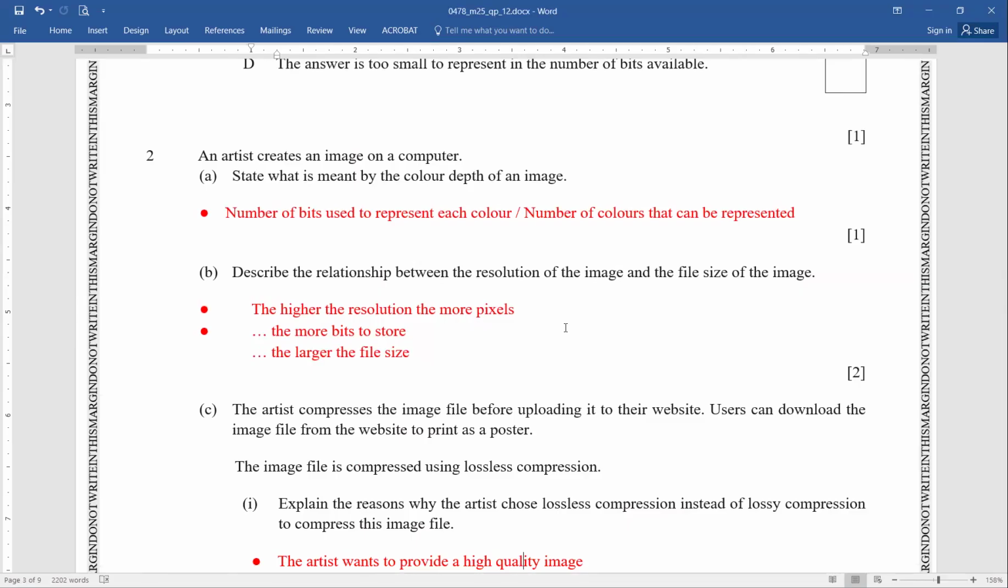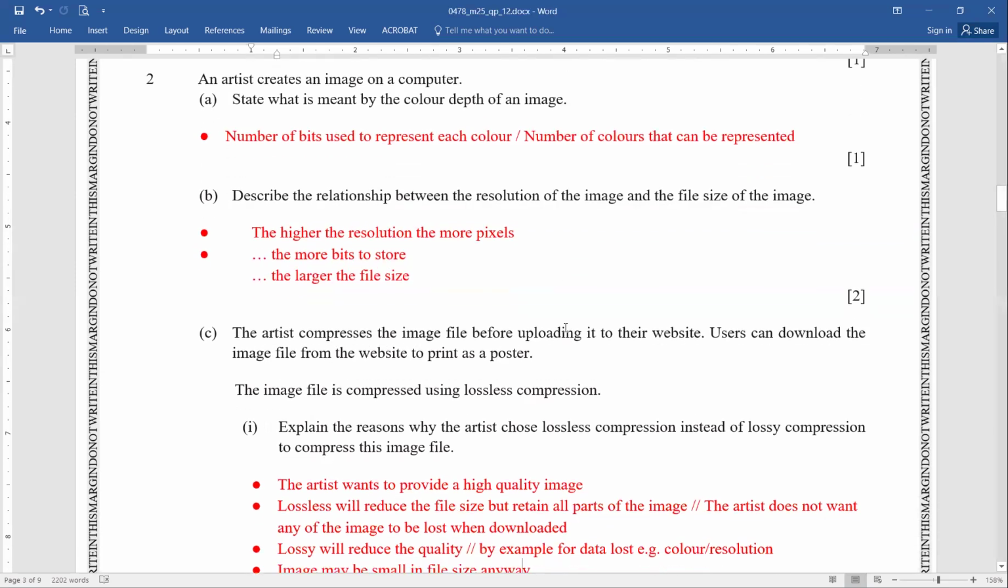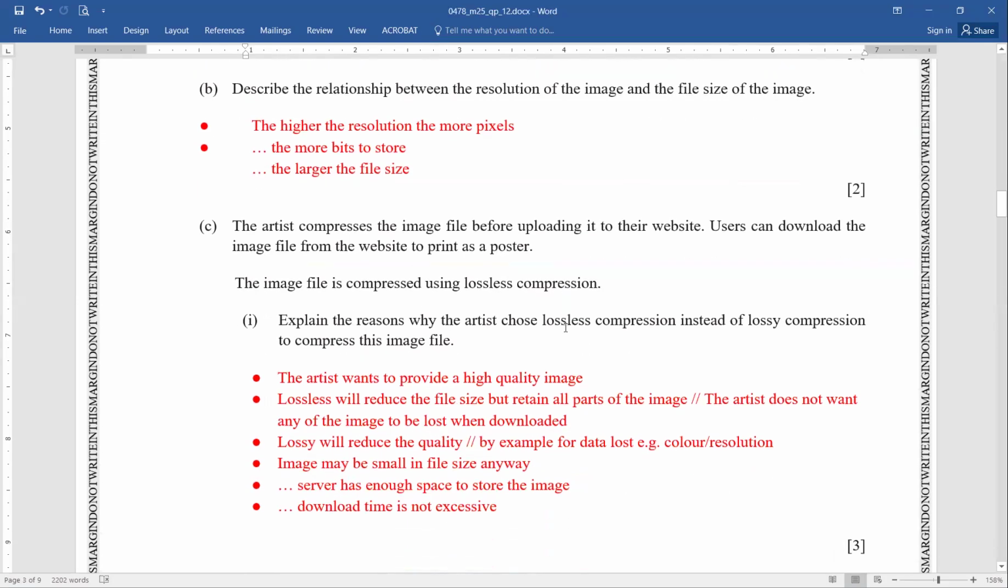Exactly, that's great, Ali, that we remember that actually when you talk about the lossy compression, the file size will definitely be reduced more, but there is loss of quality. So if the artist wants to retain the quality, he doesn't want to compromise on the quality of the image, then he should be going for lossless compression. And that is what is written here, as you can see. It's a 3-mark question, so they expect the student to write down 3 valid points.